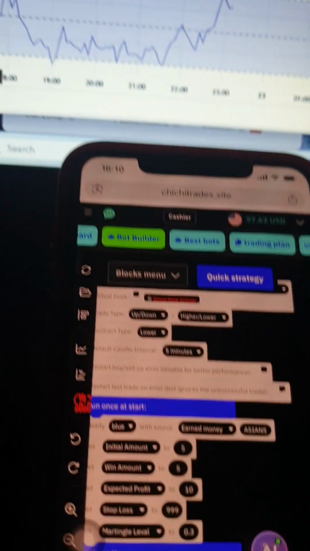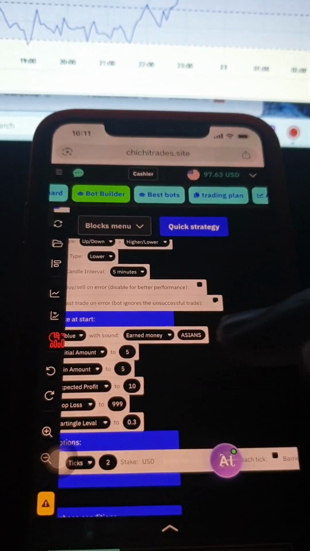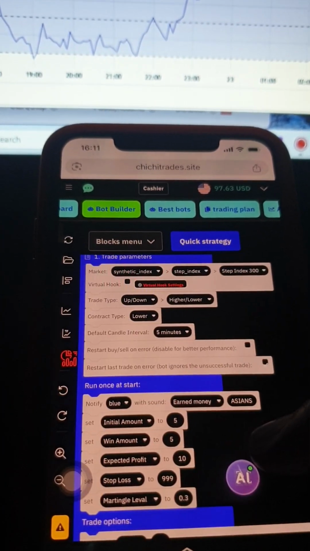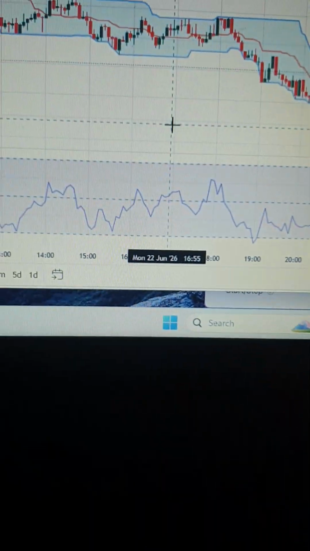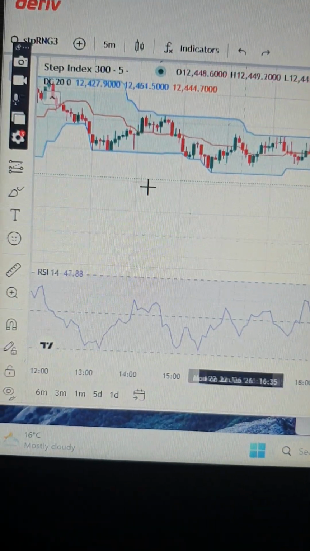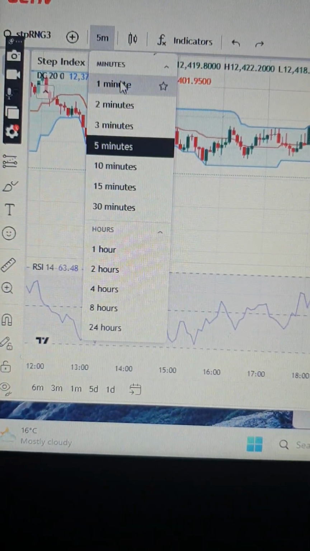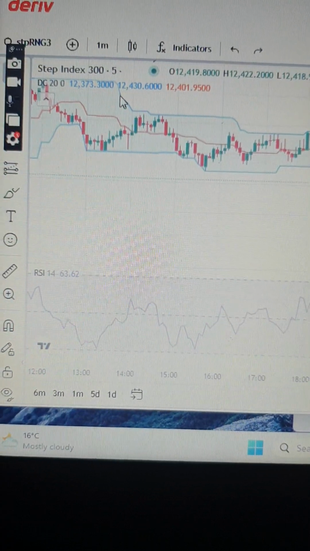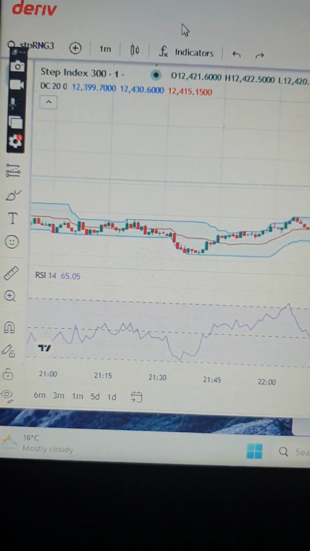Then our entry point will be, let me show you how we identify the entry point. Before you look for the entry point, you reduce the time frame to 1 minute. So 1 minute whenever we are going to be looking for the entry.